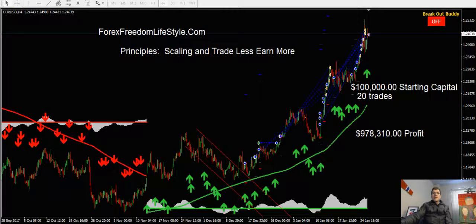Hello and welcome back to ForexFreedomLifestyle.com. We have hit profit targets on all of the trades, and here are the results. You can see all the blue lines here showing all the trades that we did. We were in for a little better than a month. We had $100,000 starting capital, did 20 trades, all profitable, and we have $978,310 profit. Not far from $1 million in a little better than 30 days. That's what you get from the principles of scaling and trade less, earn more.